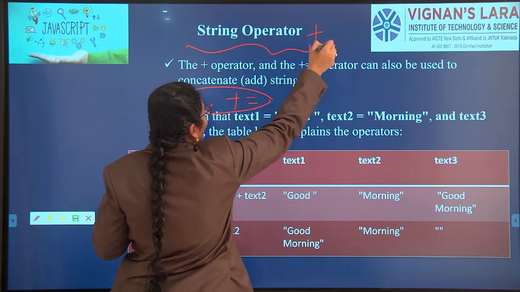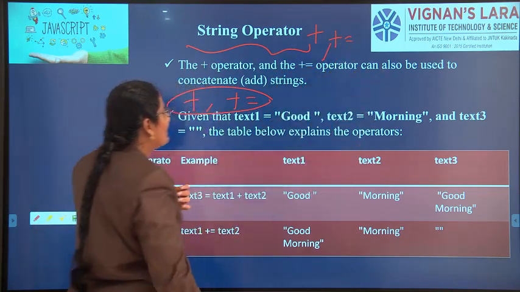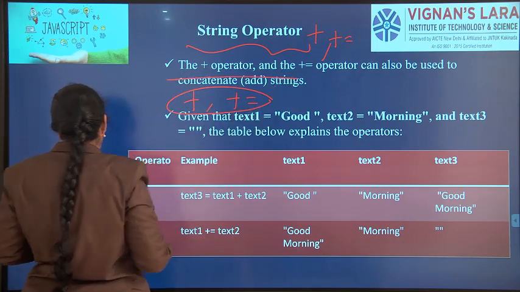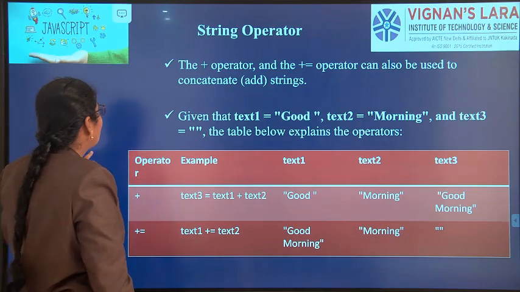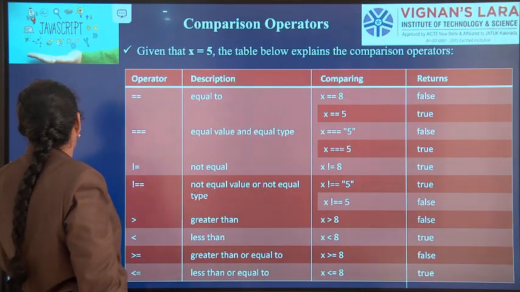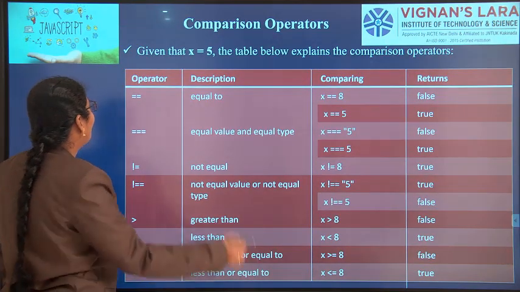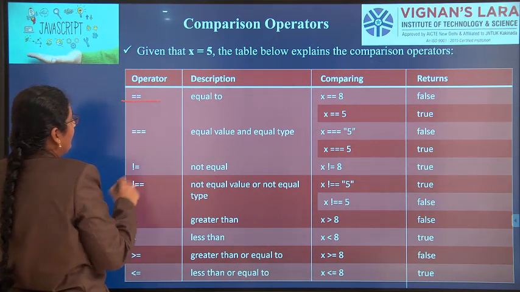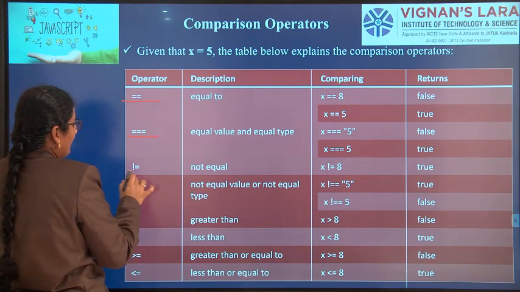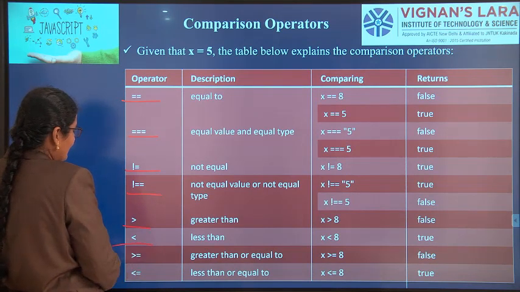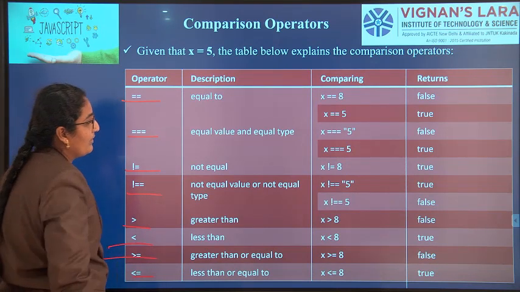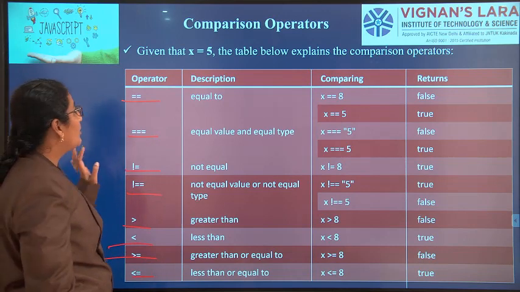Two string operators are plus and plus equal to. These are used for concatenation of strings. So the next operator is the comparison operator. See here: equal to (equal value and equal type), not equal to (not equal value or type), greater than, lesser than, greater than or equal to, less than or equal to. You know these from childhood onwards.